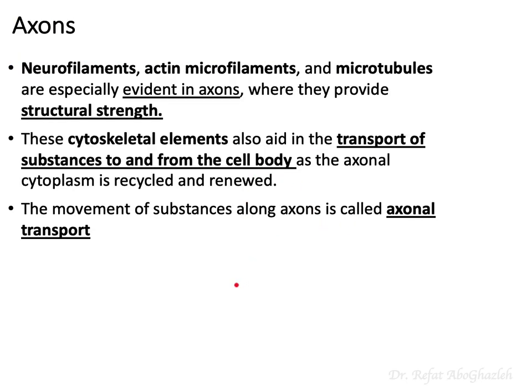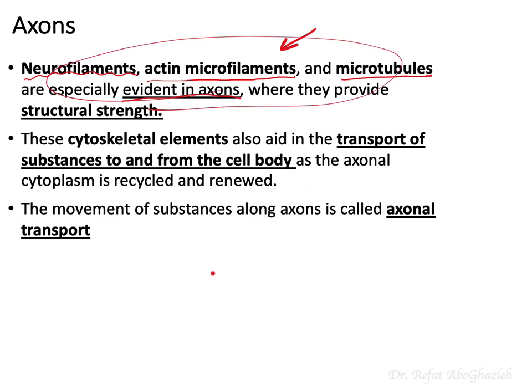But on the other hand, yes, the axon has no ribosomes, chromatophilic bodies, or Golgi apparatus, and no ability to synthesize protein, but it has neurofilaments, actin microfilaments, and microtubules, and they are evident in the axon because the axon needs to be supported structurally. So these filaments create a kind of structural support and strength. We call them cytoskeletal elements. They not only provide structural support to the axon, but also help in axonal transport, for transport of substances to and from the cell body.